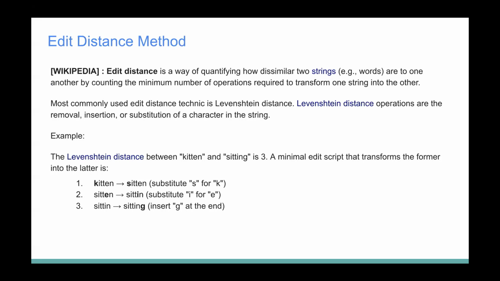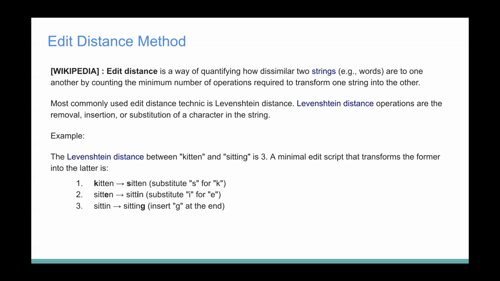So edit distance is a way of quantifying how dissimilar two strings are to one another, and we'll be counting the minimum number of operations required to transform one string into another. The most commonly used edit string technique is Levenshtein distance. In Levenshtein distance, we have three different operations: removal, insertion, or substitution of a character in the string.